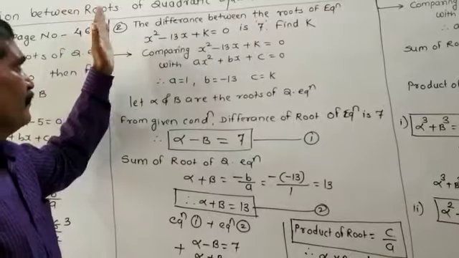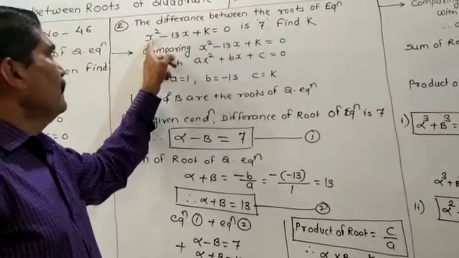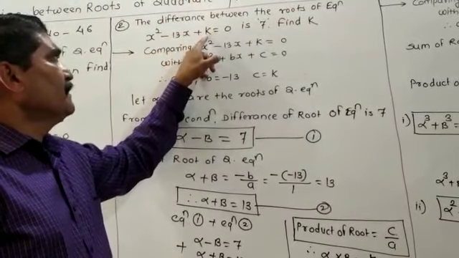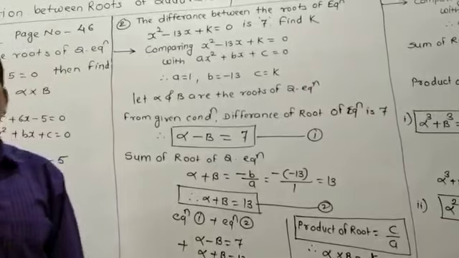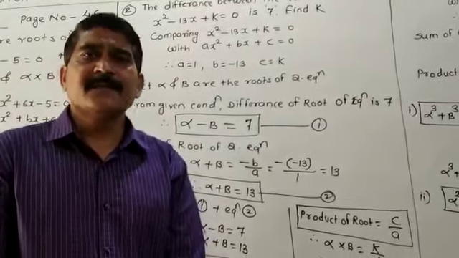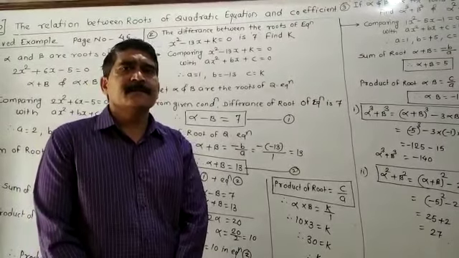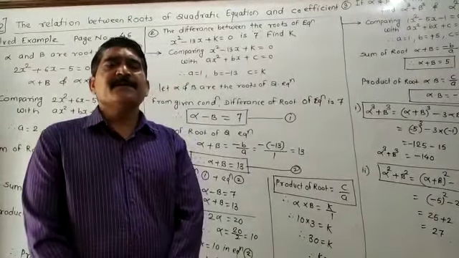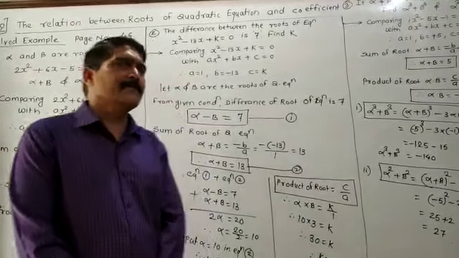The question is: the difference between the roots of the quadratic equation x² − 13x + k = 0 is 7. Find k. Means the difference between the roots is given. Difference means if alpha is greater than beta, at that time alpha minus beta is equal to 7 is given. And the quadratic equation is given, you have to find out the value of k.